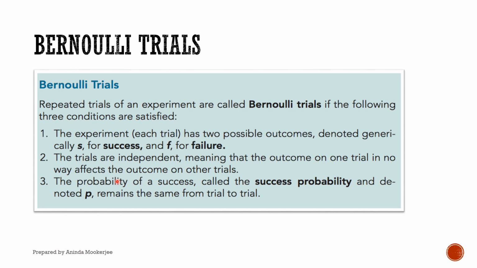All right. What somebody is going to have, whether the gender is going to be a boy or a girl in the second or the third birth, is not dependent on what happened in the previous birth. That's what independent trials, independent events, and therefore independent probabilities are about. Number 3 says the probability of a success, called the success probability and denoted by the letter p, remains the same from trial to trial. All right. So those 3 are the properties of a Bernoulli trial, and Bernoulli trials will always have 2 outcomes.